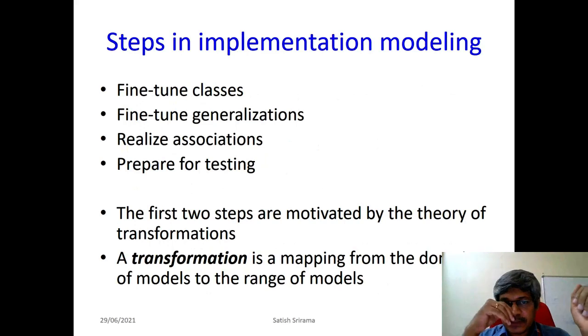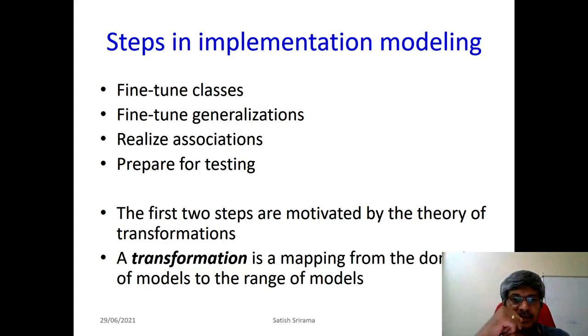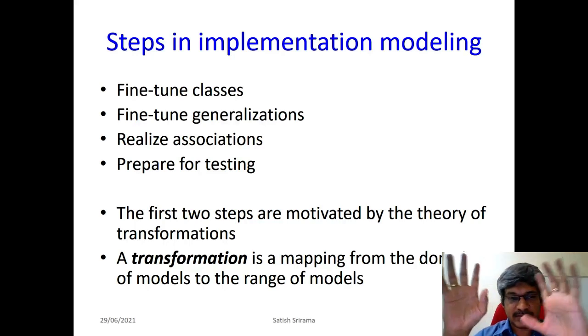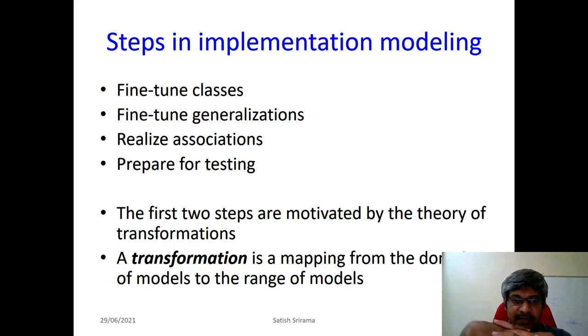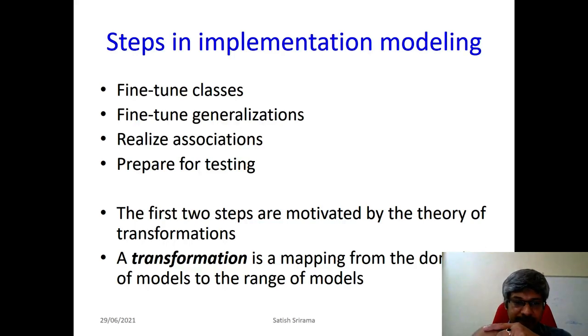There are several steps for this implementation modeling. First, we have to fine tune the classes, which we'll discuss in the coming videos. Then we have to fine tune the generalizations as well. How you will fine tune the classes and generalizations we will look at later. Then we have to realize the associations. We have been defining the associations, and we have to see how to realize them. Then we have to prepare everything for testing. These are the steps we have to take care of in this implementation model.